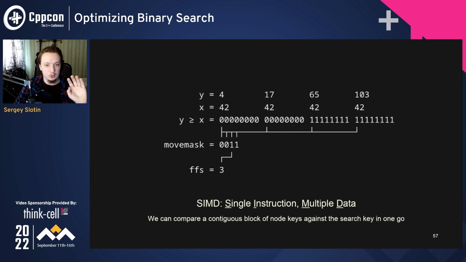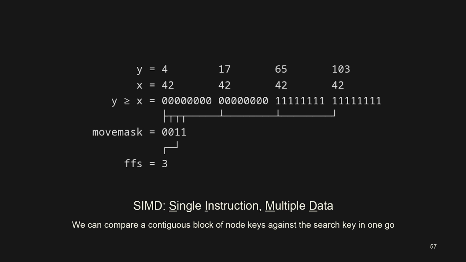Then we can use the special move mask instruction that takes this large vector mask and makes a small scalar mask out of it. And then we can call the already familiar find first set instruction to find the needed index, just as we did before.